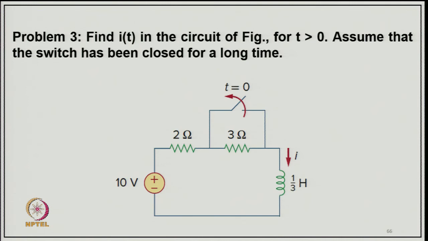Now, coming to problem 3, find i(t) for the circuit shown here in the figure for t greater than 0. Assume that the switch has been closed for a long time.